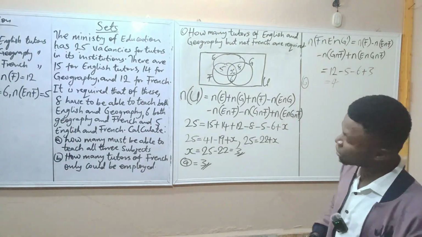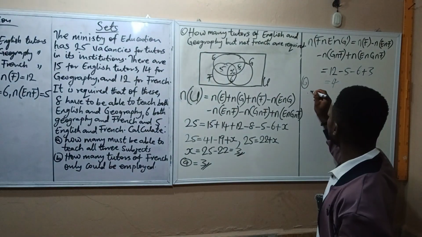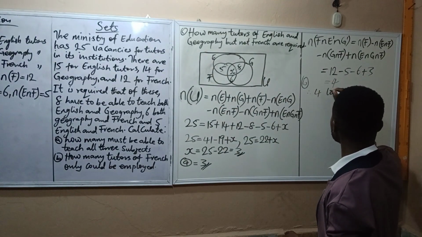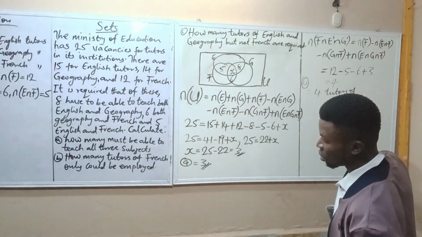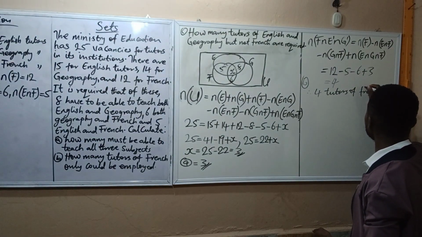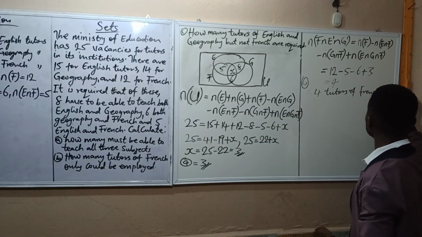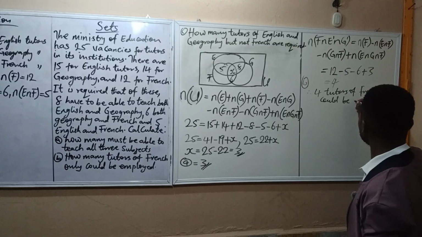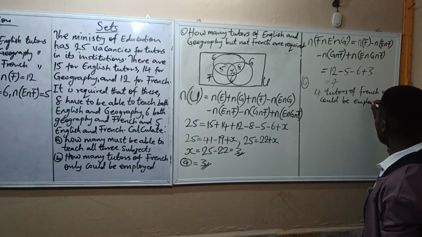That means B is the number of French alone. That is 4 tutors of French only could be employed.